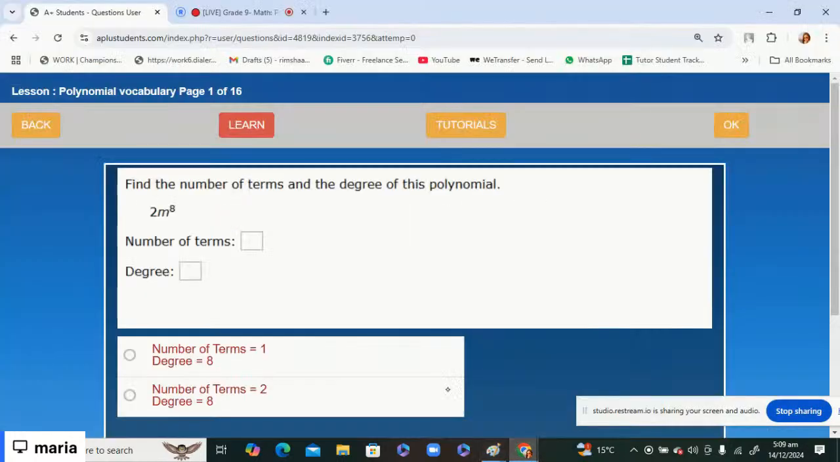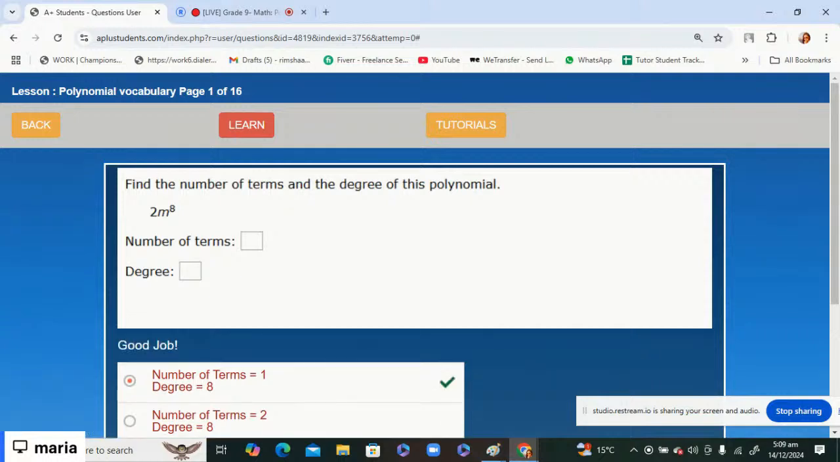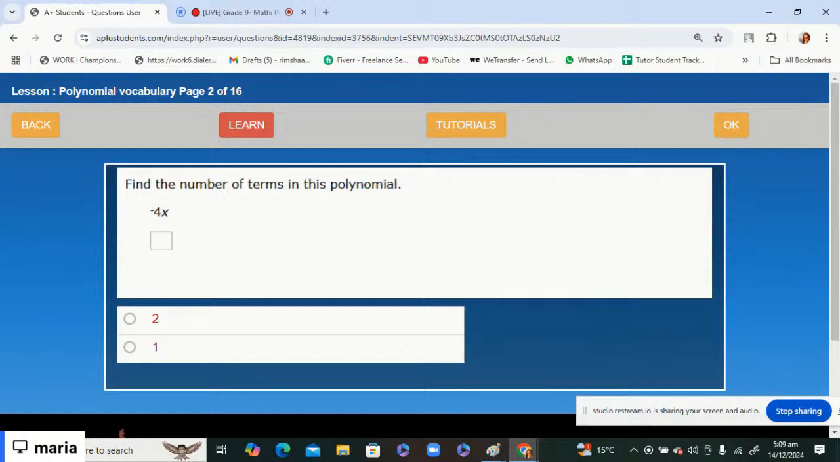Now let's check. Here is 2m power 8. So how many terms are here? First, how many expressions or terms are here? This is 1. And how many degrees? This is 8. Degree 8 here. Okay. Find the number of terms in this polynomial. So tell me how many terms in this one? Minus 4 and x. It's only one term. So you are putting 1.